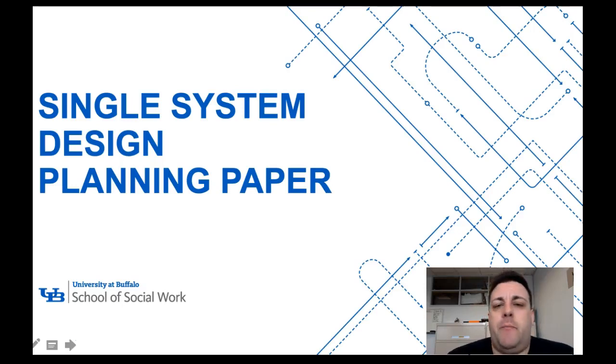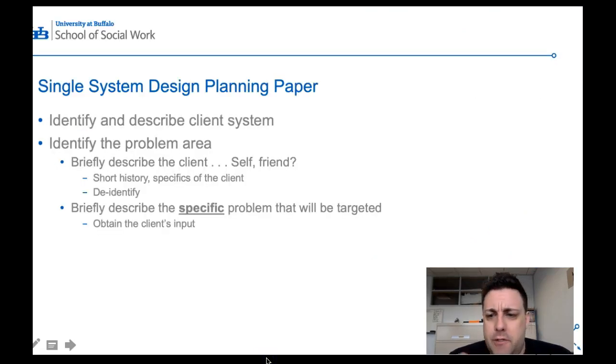Hey everyone, just wanted to spend a few minutes talking about the single system design planning paper. Now this isn't a long paper, just a couple of pages, 1 or 2 pages is fine. It's just a chance for me to take a look at what you're planning for the longer paper and give you some feedback on the method. So just to go through things here.